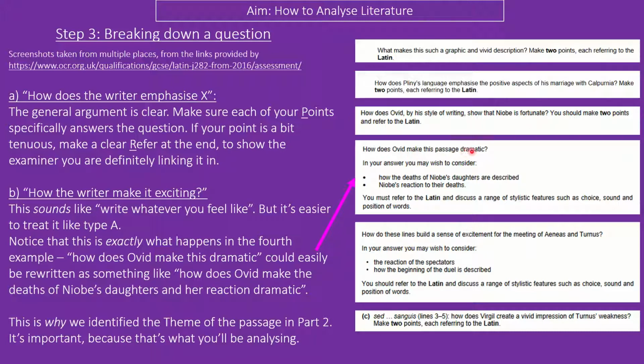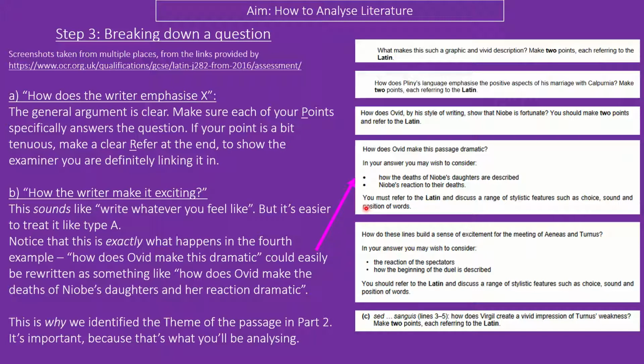How does he make it exciting? How does Ovid make this passage dramatic? You could argue that that's just the examiner saying, write whatever you feel like, I'll mark it. Realistically, they want you to analyse the theme still. Pick for yourself. And you can see in this one here, how does he make the passage dramatic, is then actually broken down to how the death of the daughter is described, and what her reactions are. You could easily make it, how does he make the deaths of Niobe's daughters and her reaction dramatic, or how does he make them sympathetic? That kind of thing. Basically, this is why we analyse the theme of the passage in part 2.